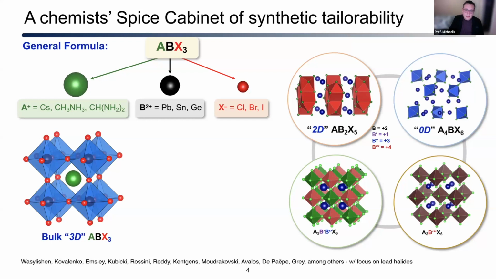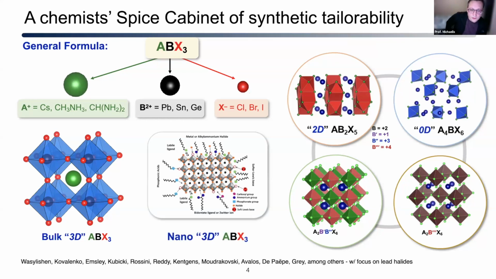And then finally, if bulk is not what you want and you want to go to the nano, again, you can reduce these systems and trap them as they grow using some type of surfactant to functionalize the surfaces, and you get nano perovskite-like phases in the ABX3 systems. For most of the talk today, we'll be focusing heavily on what we call bulk 3D perovskites.